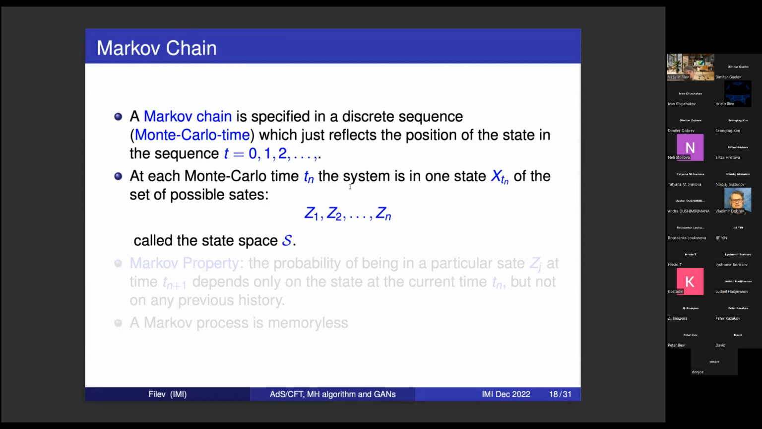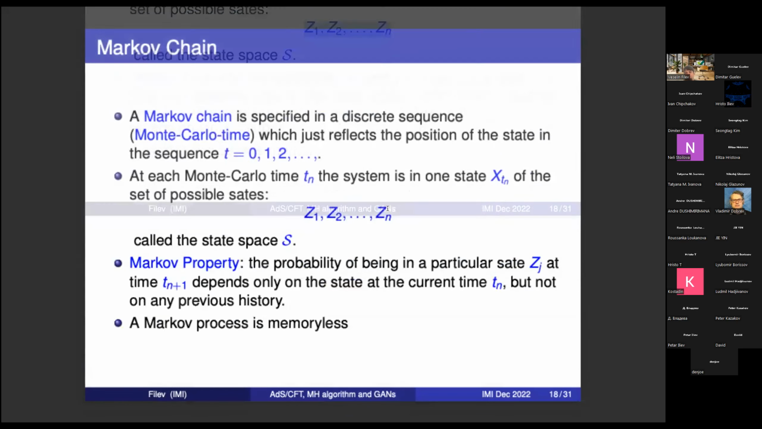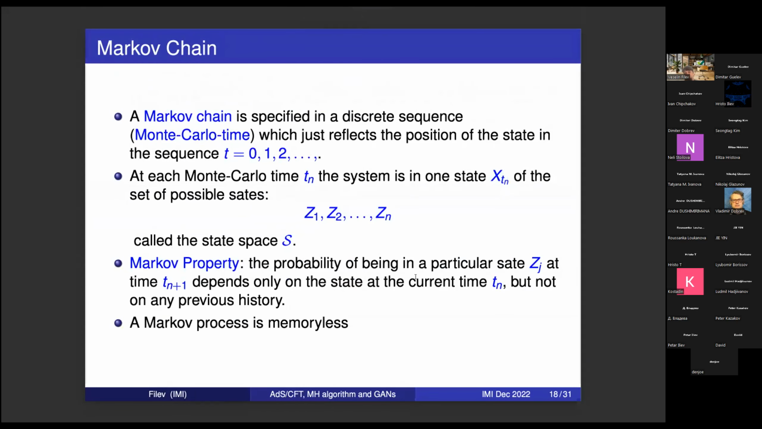And at time tn, the system, the state x(tn), can be in one of a finite set of possible states. It doesn't have to be finite actually, but we restrict ourselves to the finite. So it can be one of these states, and this is called the state space. Now the Markov property is that the probability of being in a particular state Zj at time tn plus 1 depends only on the state at the current time. So your next state depends only on your current state. It doesn't depend on the previous one, or the one before the previous. It's also called a memoryless stochastic process.